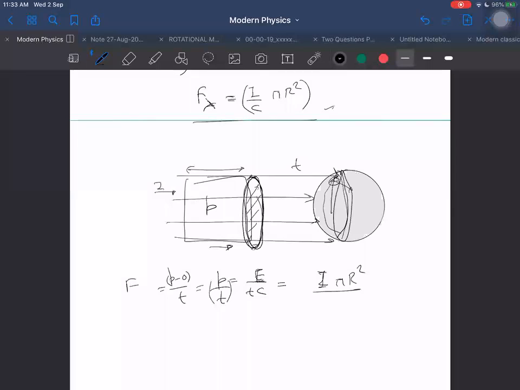Power is equal to intensity into area. Intensity into area is power. Divide by C. So what is force coming out to be? I by C into pi r square, and there we go, answer.